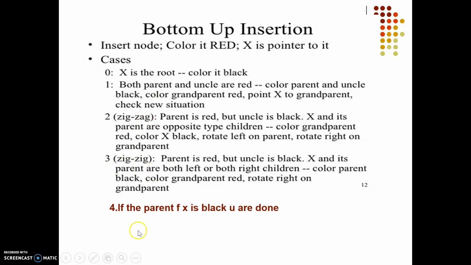So these are the four cases. Number one, if it is a root, it is a simple case: mark that node as black. If it is not a root, check the color of the parent. If the parent is black, then also we are done. Otherwise, we need to check the color of parent and uncle.